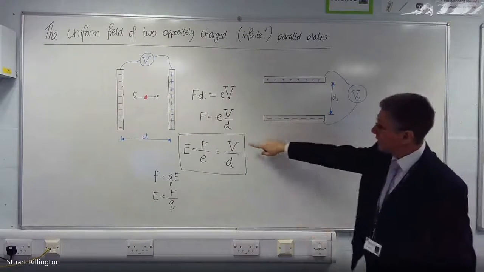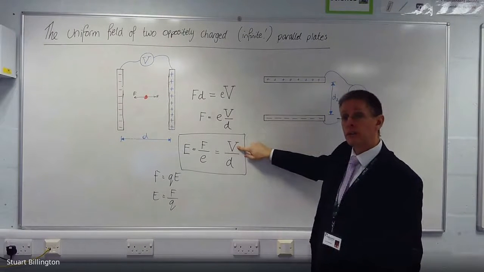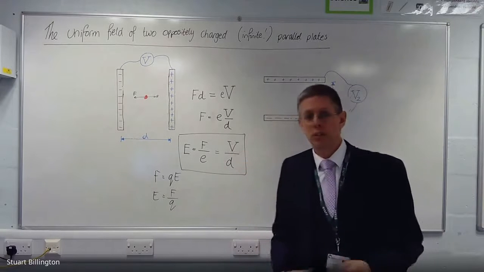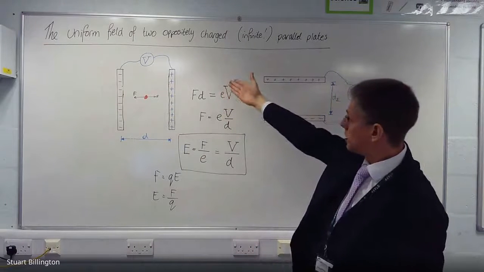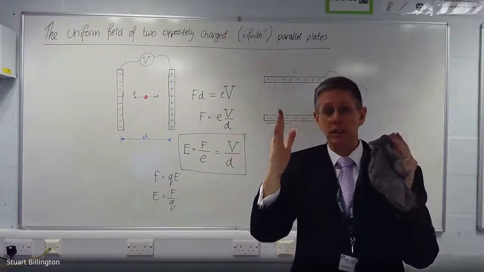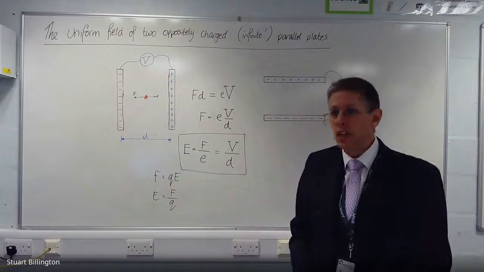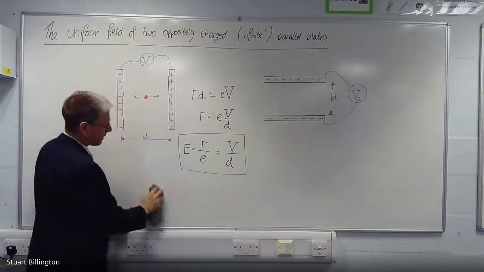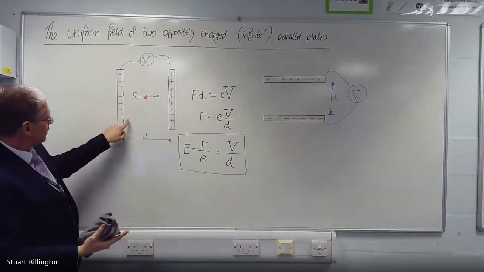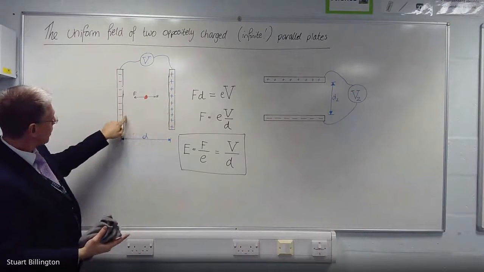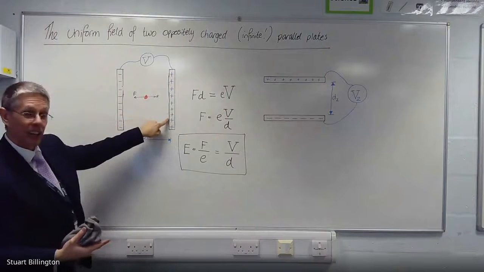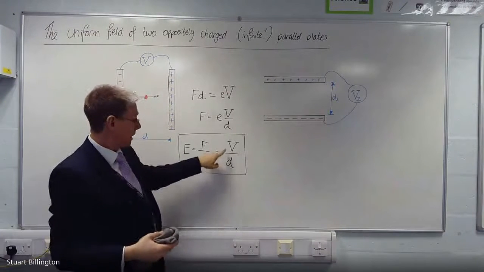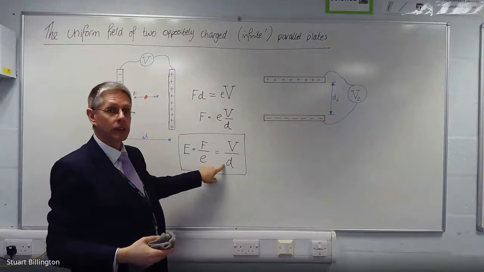And notice that V is a constant number. D is a constant number. Neither one of them changes. As soon as we have charged these plates up and set them a certain distance, it's fixed. Nothing changes. In particular, there is no distance as a variable. So as we move across here, whether you're here or here or here, the horizontal distance or the vertical distance doesn't appear in the formula. It's just constant divided by constant.